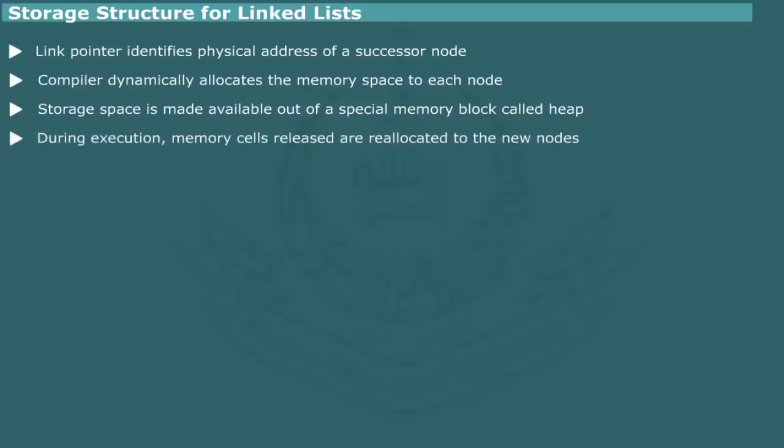During execution of a program, the cells of a heap are recycled. This means that memory cells released by deleted nodes are reallocated to the newly created nodes. In this way, the linked list can be expanded dynamically. There is, however, an upper limit to heap size which depends on the computer system. In order to make efficient use of available heap space, the implementation of deletion algorithm must be designed to release the space occupied by deleted nodes.